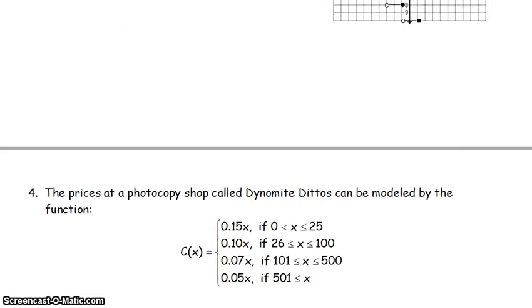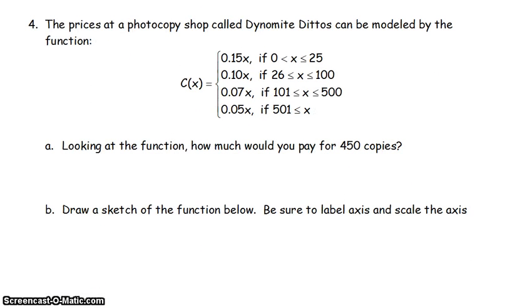Alright, moving on to our last problem. This is a word problem. The prices of a photocopy shop called Dynamite Dittos can be modeled by the function. And we have a piecewise function here. We've got 0.15x when x is between 0 and 25, 0.10x when it's between 26 and 100, 0.07x when it's between 101 and 500, and 0.05x when it's greater than 500 or 501.